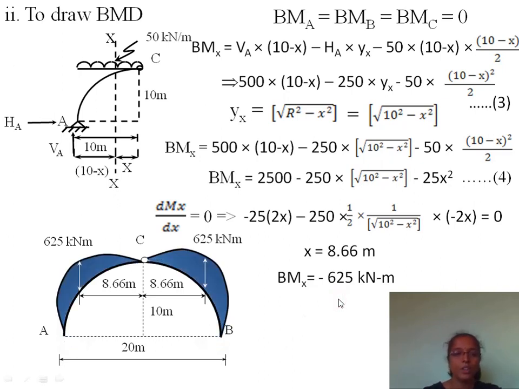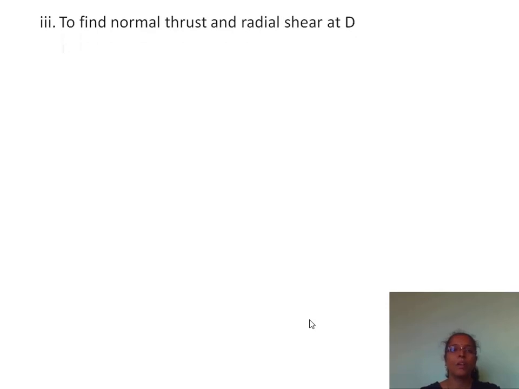So the variation is parabolic and it is negative, therefore mark it with minus sign, hogging bending moment. Okay, so this is the bending moment diagram. So we have completed the second part, that is drawing of bending moment diagram. So next is to find the normal thrust and radial shear at D.